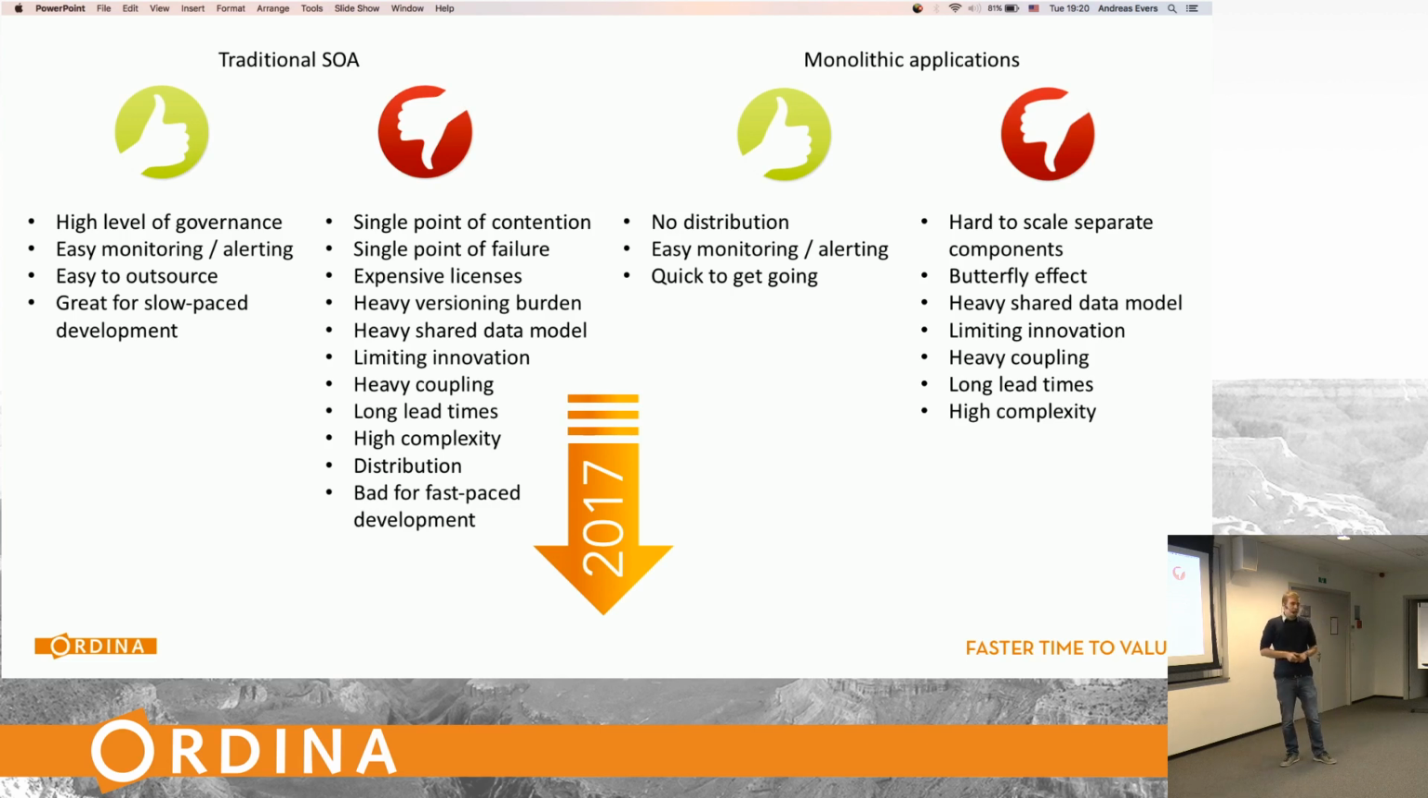Distribution, you're going to distribute your architecture over multiple services. A monolith has no distribution, so that's easier. You don't have to worry about all the fallacies of distributed computing. And it's bad for fast-paced development, right? So this is traditional SOA. So who likes traditional SOA?